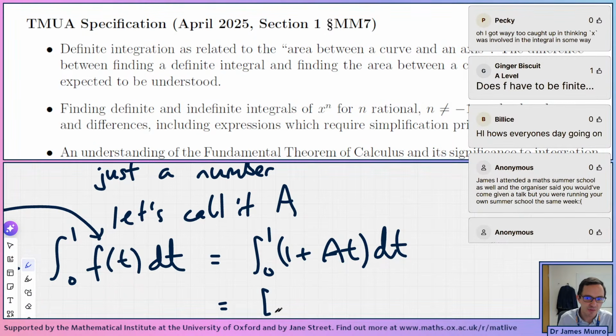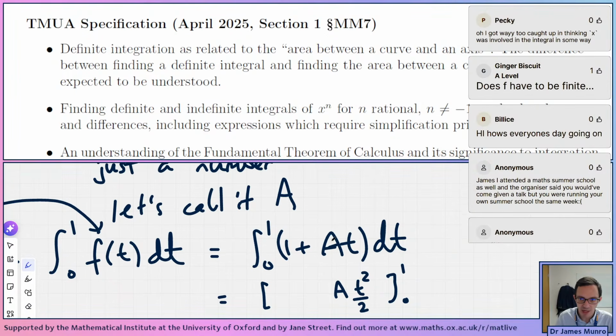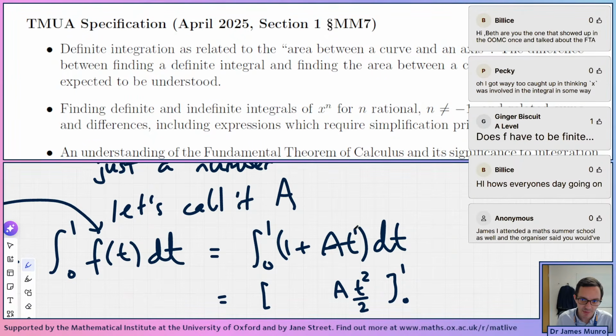If I zoom in, this is the integral from 0 to 1, so I'm going to put my square brackets, and I'm going to put a function in here. The rule for integrating a power of t with respect to t is that you increase the power by 1 and you divide by the new power. So here I write down at squared over 2. You keep the coefficient the same out the front, but you increase the power, or the exponent, by 1 and you divide by the new exponent.